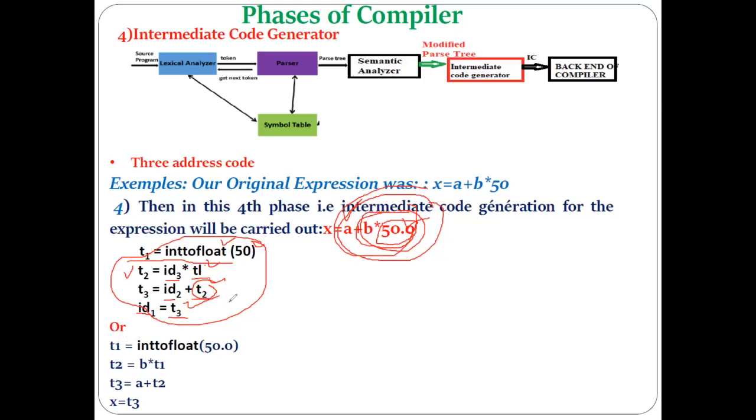So three address code can be generated like this, or it can be generated like this also. So this is also correct. T1 equal to inttofloat 50.0, T2 equal to B into T1. Instead of ID3, you can directly utilize the variable name also. T3 equal to A plus T2. For ID2, we have utilized A here. Okay, and X is equal to T3.